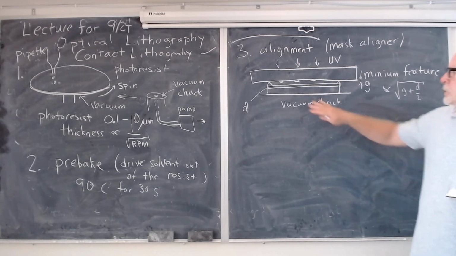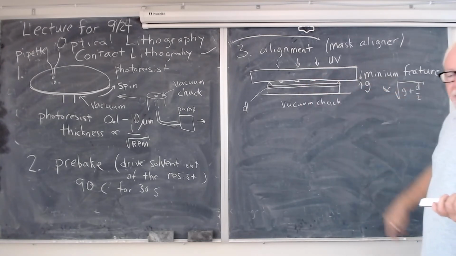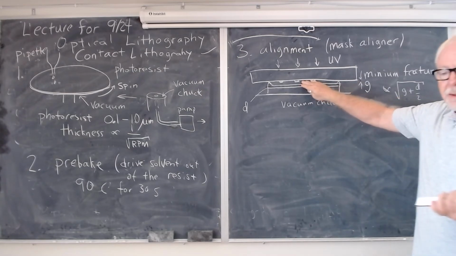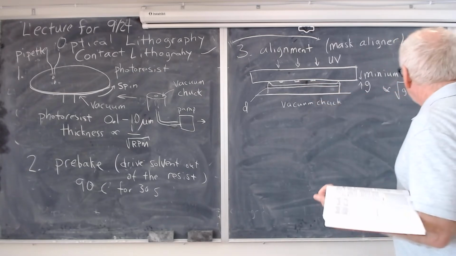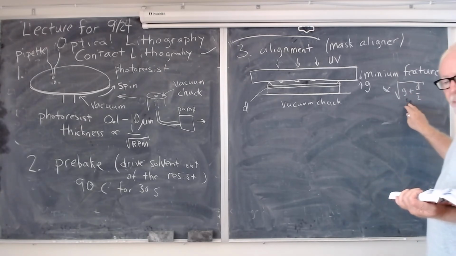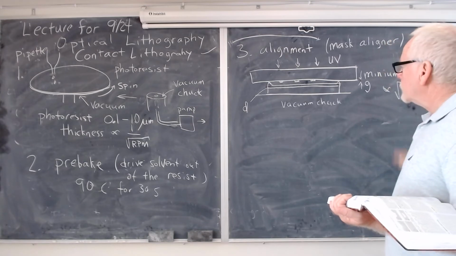But anyway, the idea is you get it pretty close, and ideally, if you're trying to make, say, 10 micron features, you want both G and D to be much smaller than 10 microns, which is kind of clear.